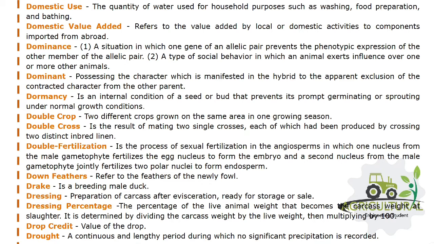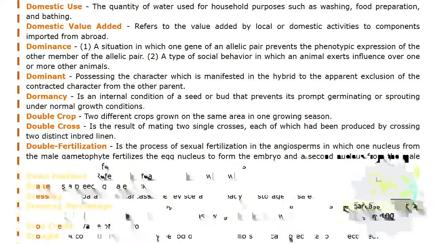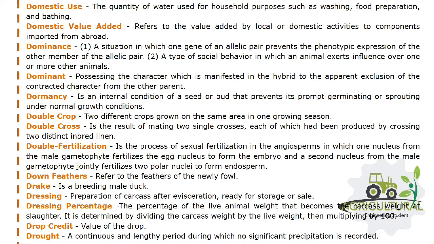Down feathers refer to the feathers of the newly hatched fowl. Drake is a breeding male duck. Dressing: preparation of carcass after evisceration, ready for storage or sale. Dressing percentage: the percentage of the live animal weight that becomes the carcass weight at slaughter. It is determined by dividing the carcass weight by the live weight, then multiplying by 100. Drop credit: value of the drop. Drought: a continuous and lengthy period during which no significant precipitation is recorded.